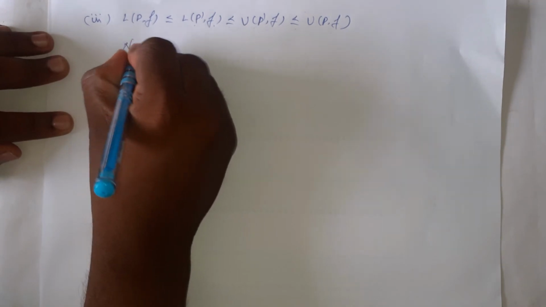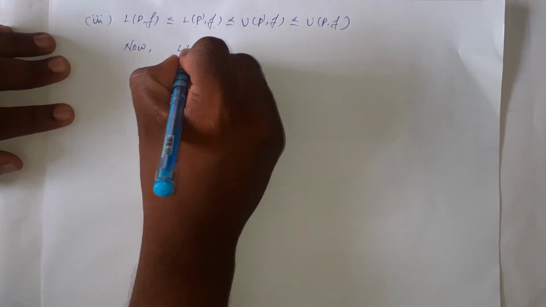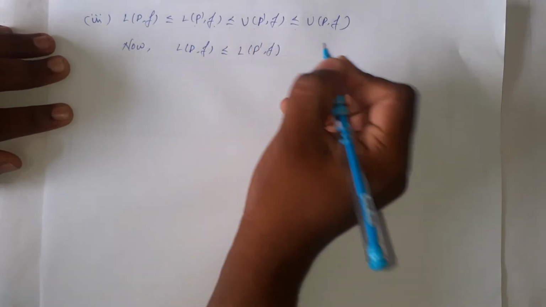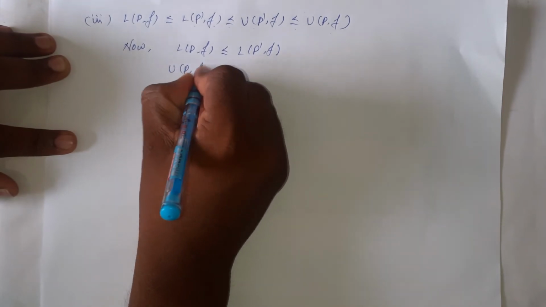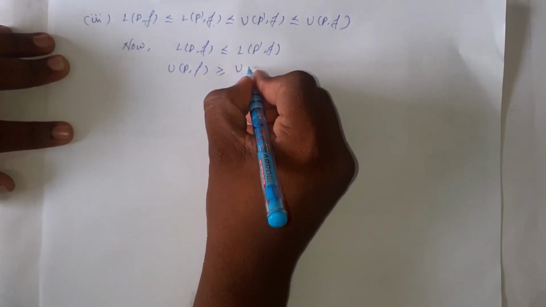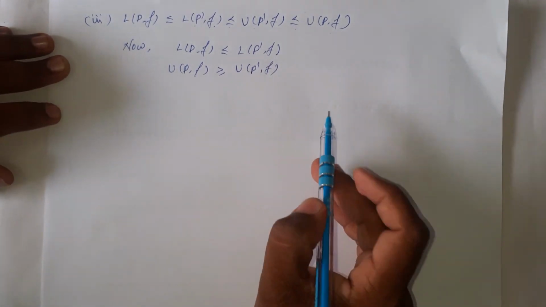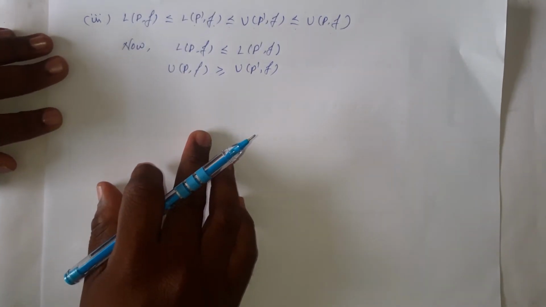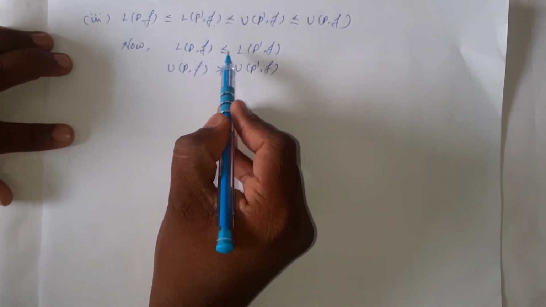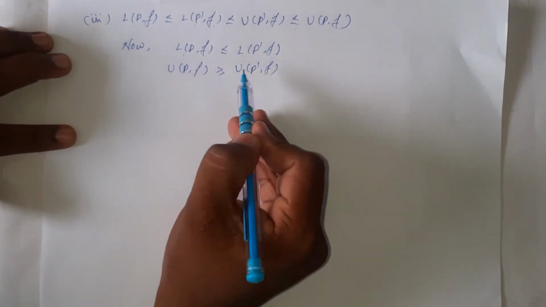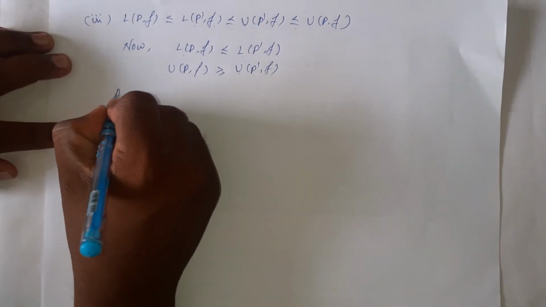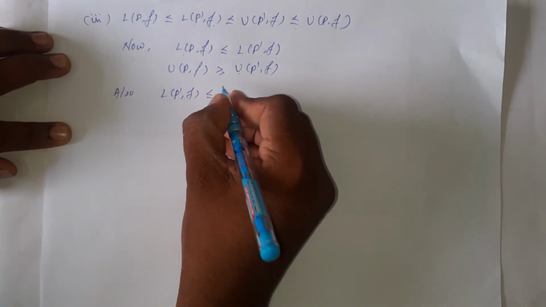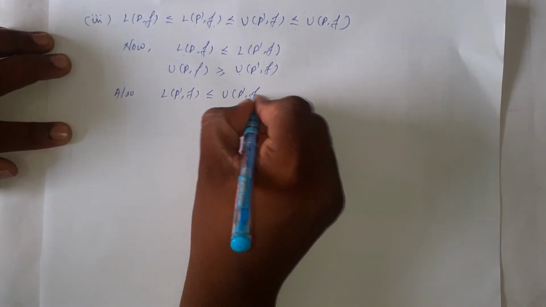Now you have already proved that LPF is less than or equal to LP dash F, and UPF is greater than or equal to UP dash F. So this is the first result and this one is the second result of the same theorem. So that is LPF less than or equal to LP dash F and UPF is greater than or equal to UP dash F. And also we know that LP dash F is less than or equal to UP dash F.